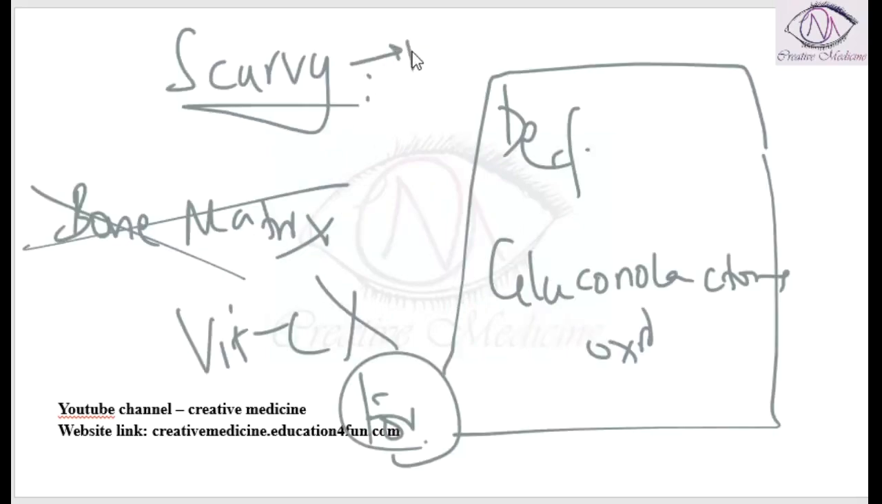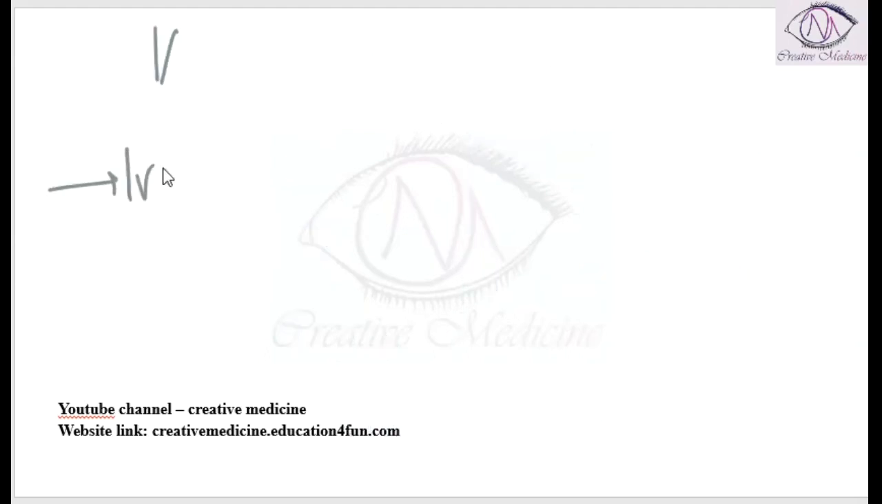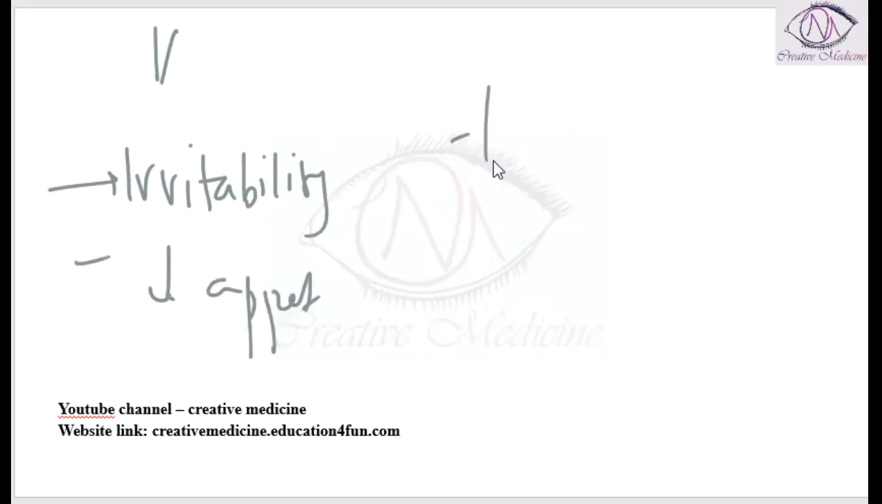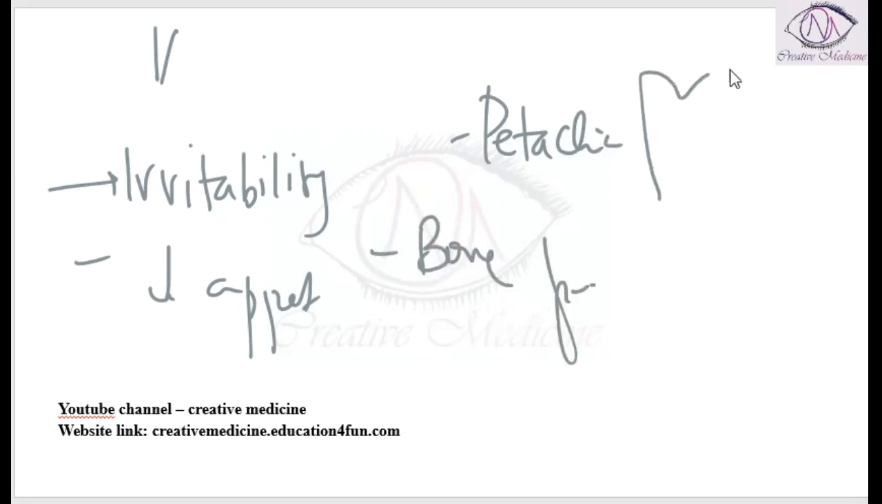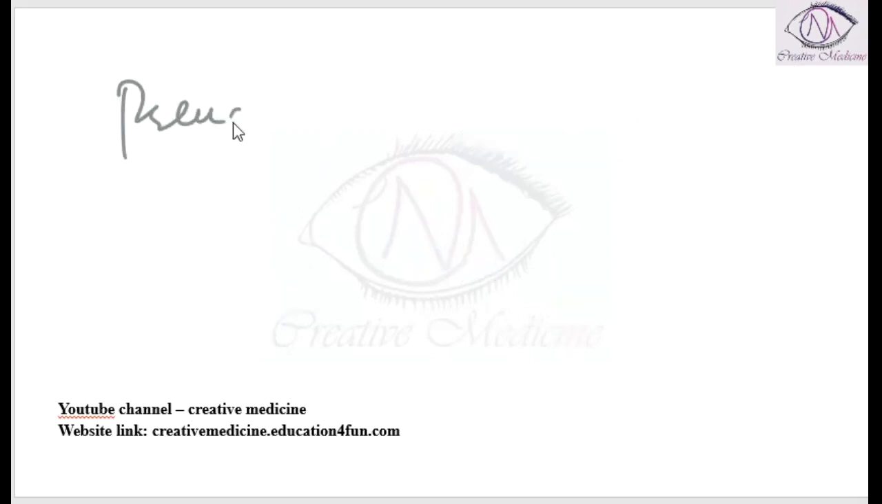Here the initial symptoms the child presents with are irritability and reduced appetite. Later the child will have petechiae because of increased osmotic fragility, and there will be bone pains like subperiosteal bleeding. You will also see pseudoparalysis with joint swellings. Pseudoparalysis is seen in scurvy and also in syphilis.